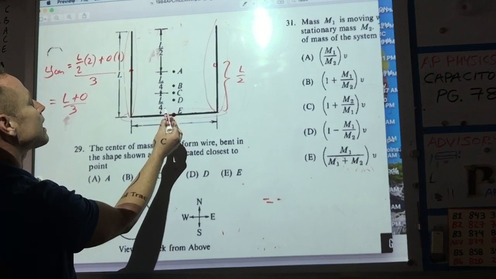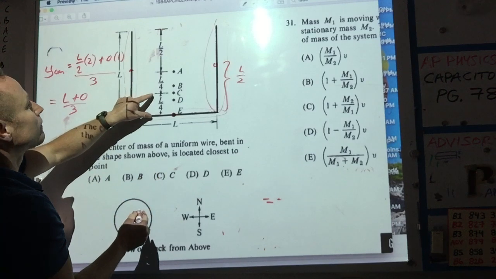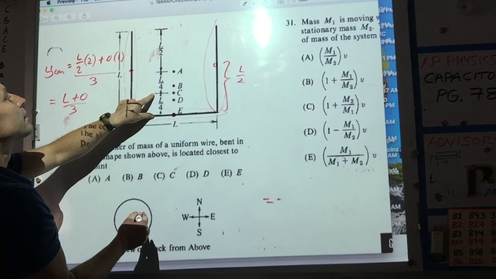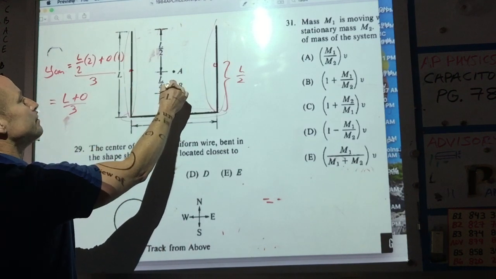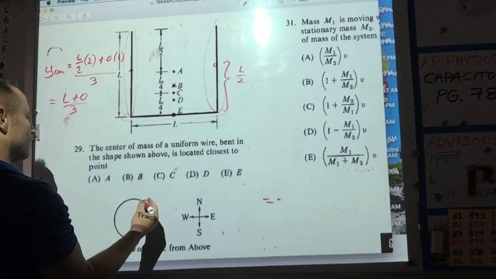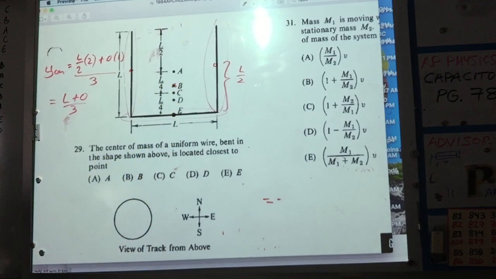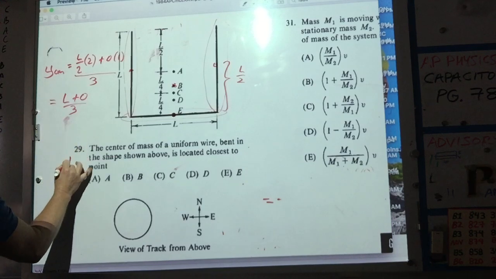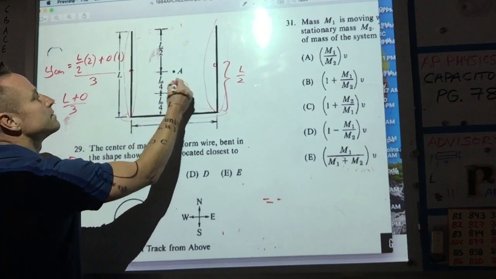Where do we have that as an option? Let's see. So this is L over 4. It's going to be B because it's bigger than L over 4. It's L over 3. So 29 should be B. Yeah, 29, I think that's going to be B. It's going to be this guy.